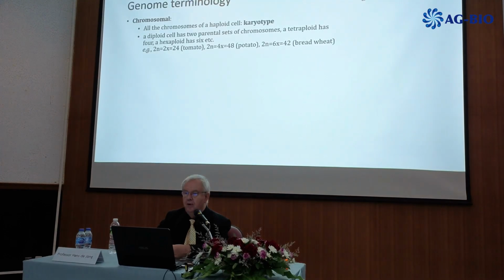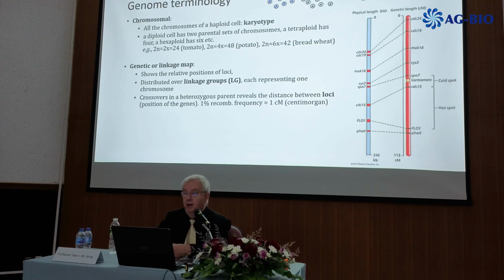So what I'm not going to talk about much today is the chromosomes in the haploid cell, the karyotype, but just to mention that we have a general way to explain the parental sets of the chromosomes. The tetraploid line has 4 chromosomes, the hexaploid has 6, and so forth. So tomato, 24 chromosomes, potato is 4x, 48 chromosomes, very related to tomato. But if you take red wheat, it's one of the few examples in which the genomes actually exist on 6 chromosomes. Then there is a genetical and a linkage map.